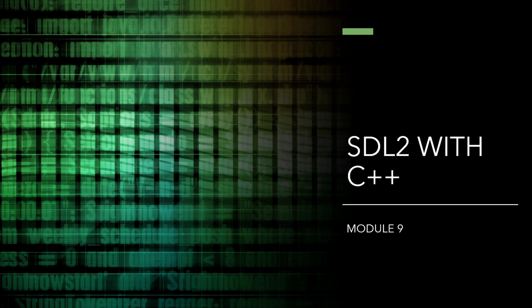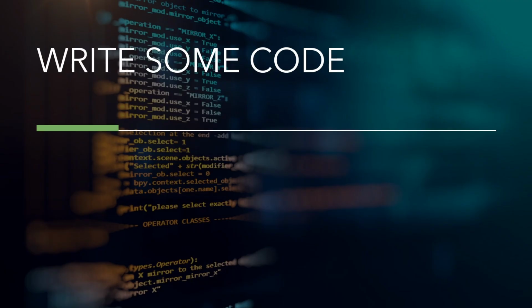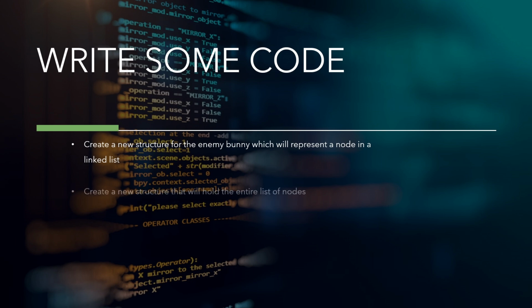In today's session, we're going to write code in order to generate multiple enemies using a linked list. Looking at the code we're going to write, we'll start by creating a new structure for our enemy bunny. This structure will represent a node in our linked list. We'll then proceed to create a new structure that will hold all the nodes or all the enemies, essentially our linked list. Now remember that each node in the list represents an enemy bunny.